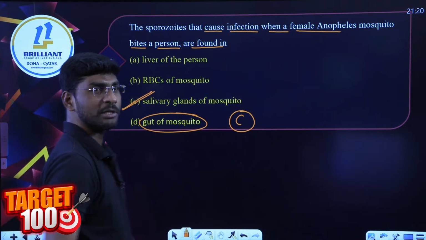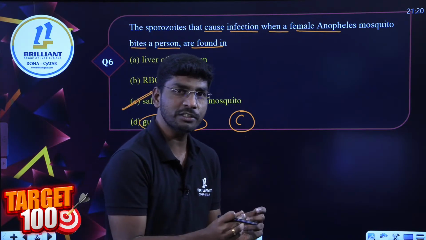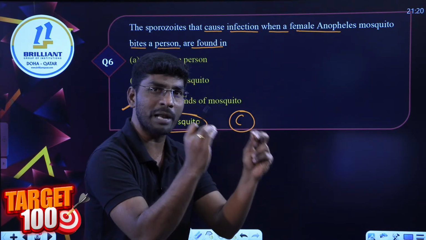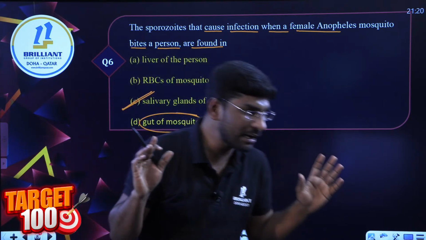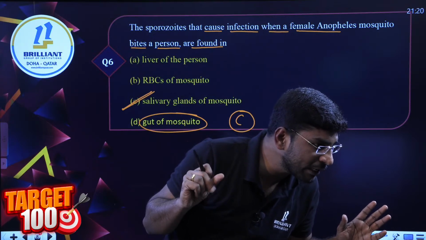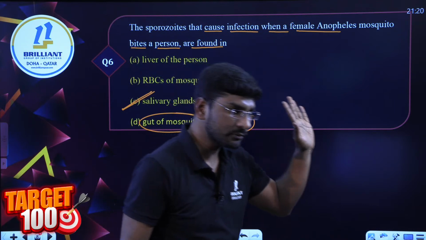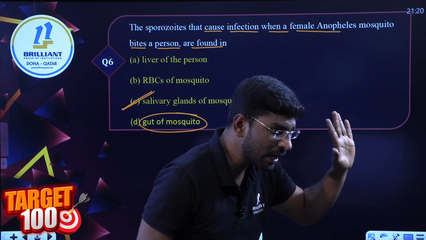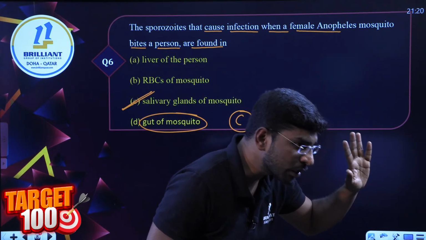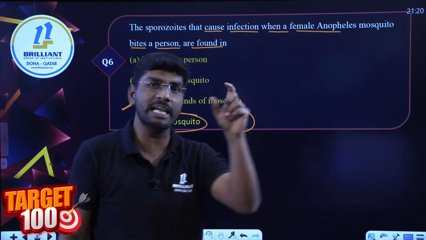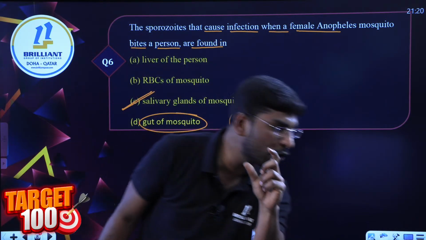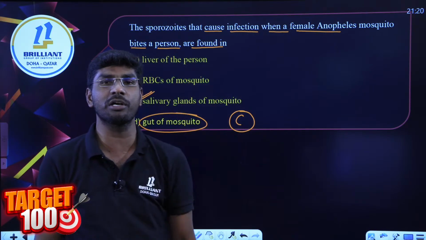Something happened in gut of mosquito. Any one of you? Gut of mosquito, one important process of Plasmodium vivax takes place. I will look at your chat box now. What happened in the gut of mosquito? Hiba, Sania, sexual reproduction. One more point, exact one point is there. Sexual reproduction important, fertilization, absolutely.